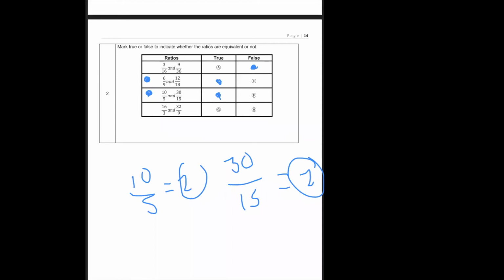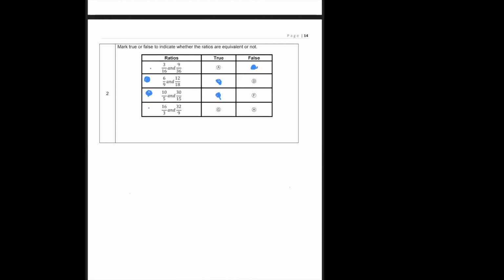I kind of did it over here when I divided them in my calculator. And I'll do it over here for the last one, which is what we're missing. So I'm going to draw a line and show it to you both ways. The simplification way: 16 over 3, 32 over 9. All you have to do is divide 16 by 3 in your calculator. You should get 5.33 repeating. And then 32 divided by 9 is 3.56. Those are not equal, so I know the answer is already false.